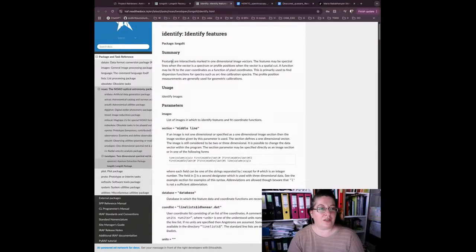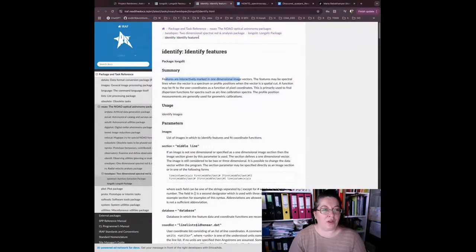Basically, what it says here, features are interactively marked in one-dimensional image vectors. Yeah, even though it's a 2D spec, what happens with identify is that it actually internally creates a 1D spectrum.